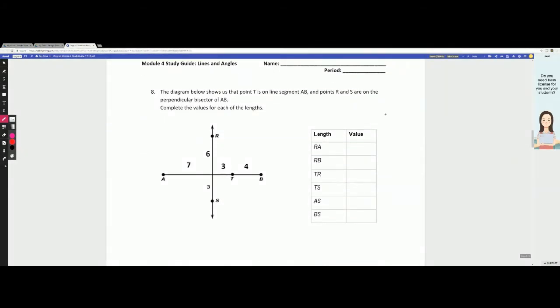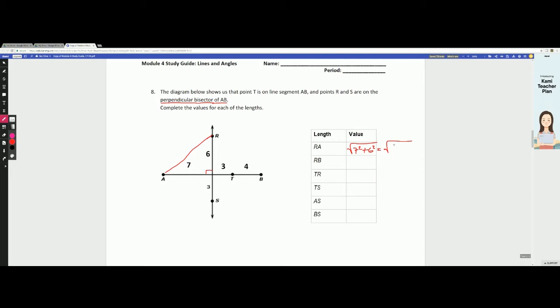All right, number 8, the diagram shows the point. So this is along the whole idea of finding the other side of your triangle. We've done this with equidistance for perpendicular bisectors. So find RA. Even though there's not a line there, there's an imaginary line. You have a right triangle because this is a perpendicular bisector of AB. So we're going to go ahead and use the Pythagorean theorem, which basically is going to get you the square root of 7 squared plus 6 squared.